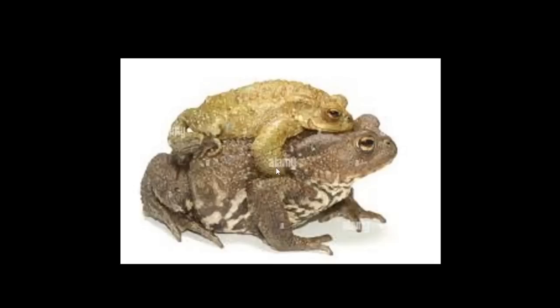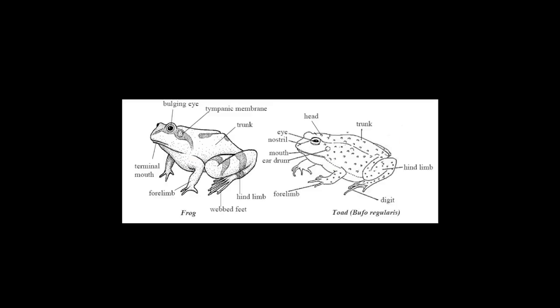Now, this is how they reproduce, they mate. You can see the male toad being carried by the female toad. The female toad is usually underneath, while the male toad is above it. Generally, this is how amphibians, toads and frogs, reproduce. When they lay eggs, then the male toad releases sperm cells on it. So if you are asked to differentiate between a toad and a frog, these are the major differences.